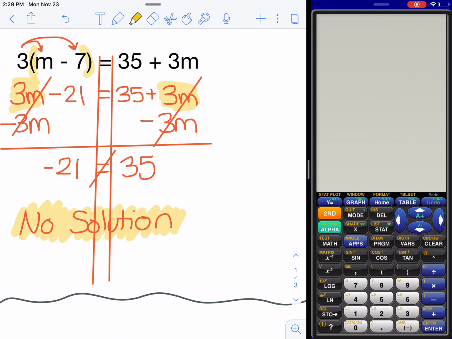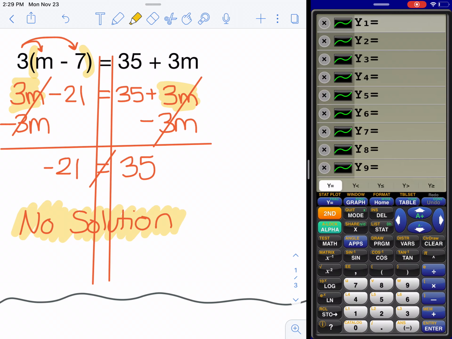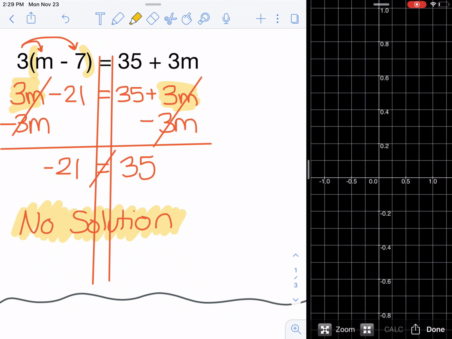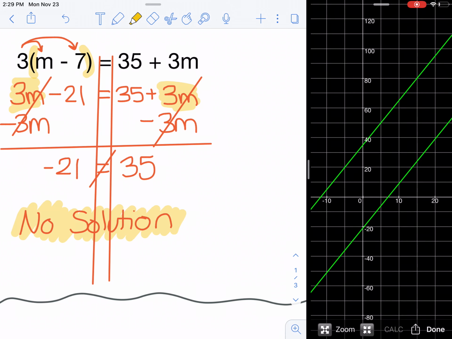The way that I can check this is if I go to my y equals slide, I can graph these expressions as linear equations. So 3 times, we're going to use x as the variable, minus 7, there we go. And on the other side, we had 35 plus 3x. If I look at the graph of these two equations, I'm going to very quickly see that these two equations are parallel lines. I see two lines that are never going to cross or intersect.